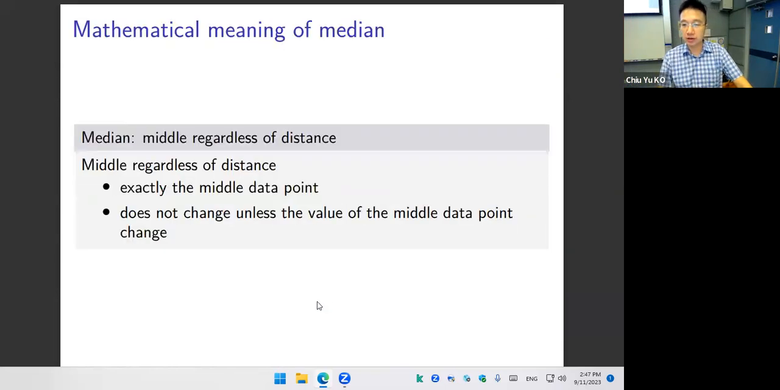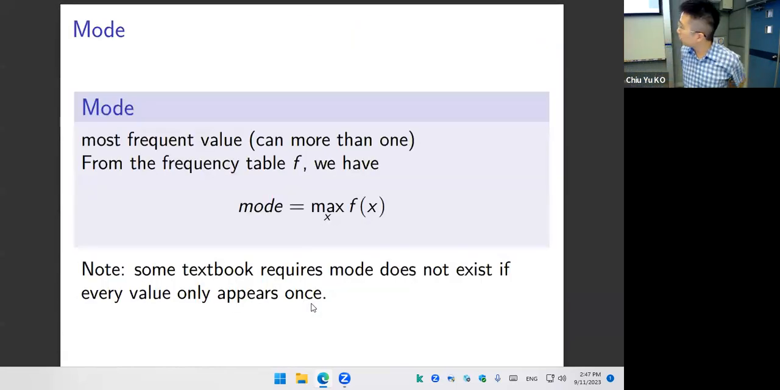Because it's exactly the middle, it isn't affected by outliers or extreme values. So that means the data quality requirement for the median is much lower than for the mean, right? Because if the quality is bad for the mean, then everything will be screwed up. Okay. And lastly, the mode.